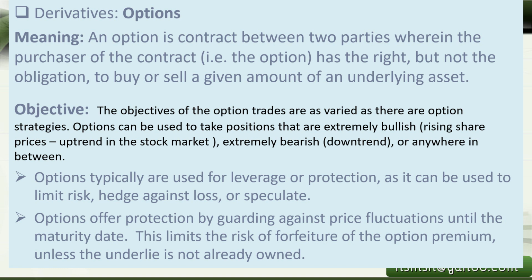Options offer protection by guarding against price fluctuations until the maturity date. Until the maturity date, the fluctuations will be there, so if you have the option, you can deal with that and be safer. This limits the risk, to the forfeiture of the option premium, unless the underlying is already down. If the underlying asset is already owned, maybe you are not affected by these option things.